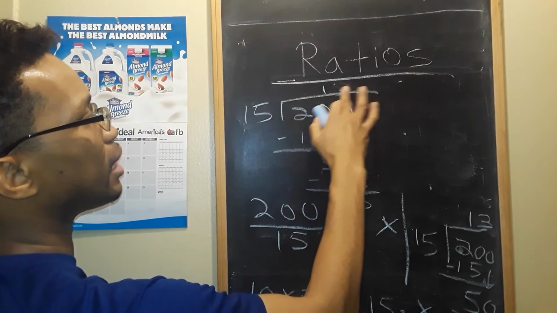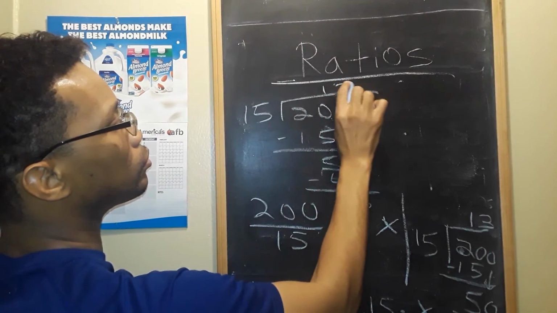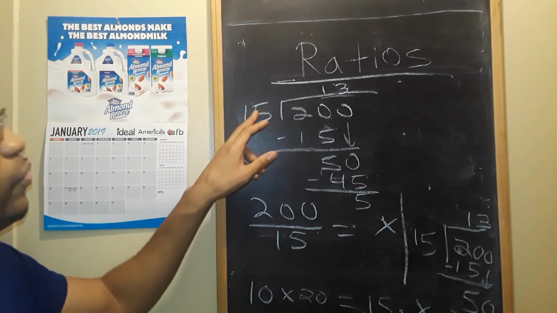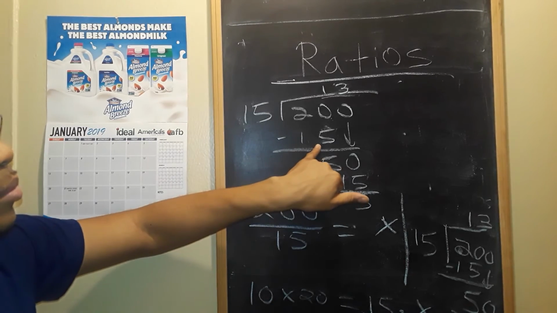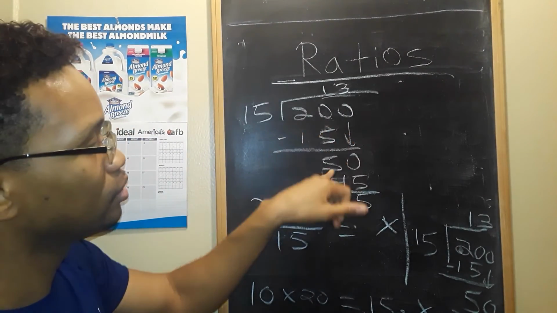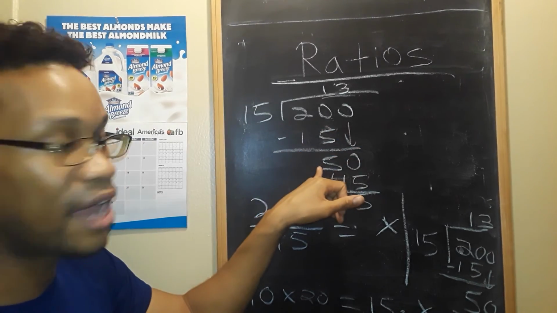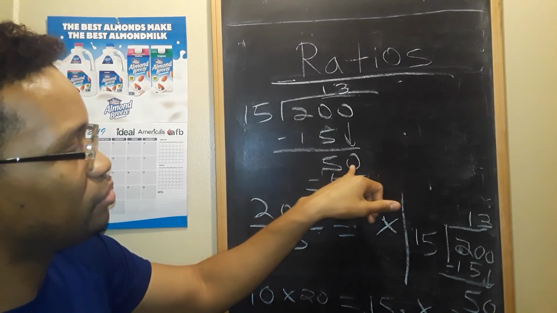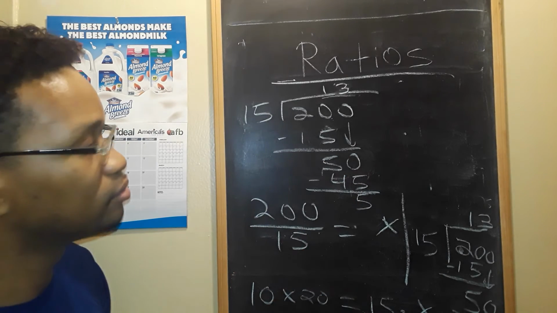So let me make that clear for you on the top. So 15 times 1 gives us 15. 15 is the closest number you could get to 20. So 20 minus 15 gives us 5. Now I bring down the 0 because 15 can't go into 5.